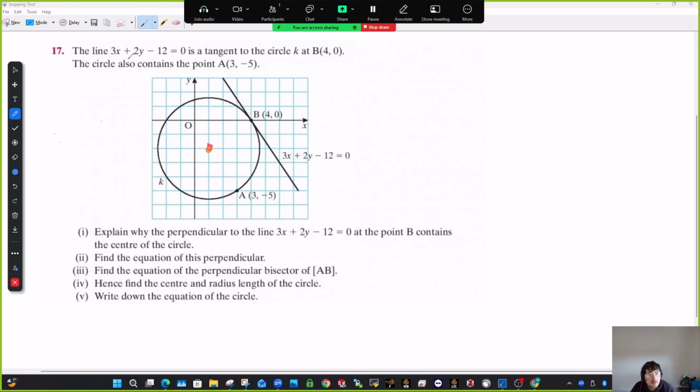Right, the line 3x plus 2y minus 12 is a tangent. They gave us the diagram here, that's fine. We're told it touches the circle at (4, 0), that's fine. The circle also contains a point down here. Great, so you should know from this that we can create this pink line by getting the slope of this line here, minus what's in front of the x divided by what's in front of the y, so that's minus 3 over 2, which means the slope of the pink line is 2 over 3. We know the point it goes through, so we can create the equation of the pink line. Okay, everyone should be good with that.